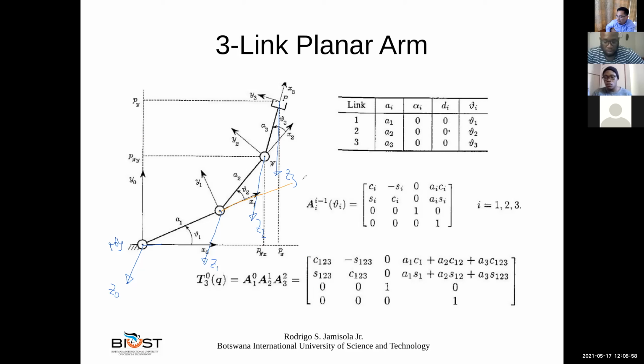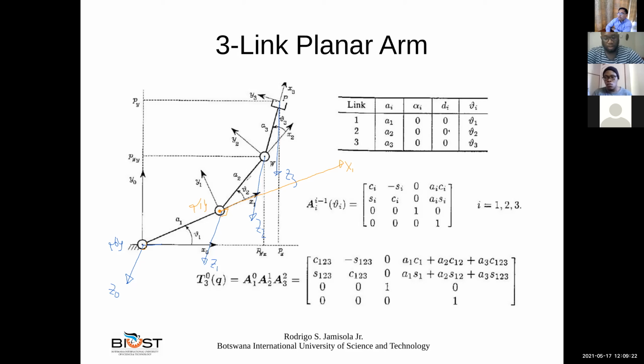So now this is your x1 direction. It is perpendicular to z1, perpendicular to z0, and intersecting z1 and intersecting z0. Okay, so now this is the origin of frame 1. We found it.